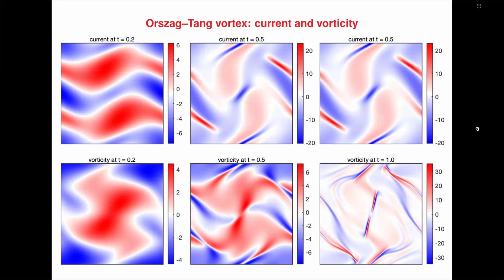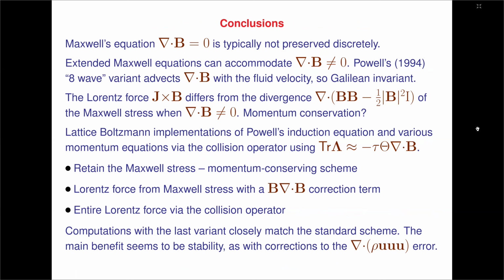Okay, I see the chair is looking at his watch, so I better sum up. Maxwell's equations, div B equals 0, typically gets broken numerically. Eight wave variance says we should advect those magnetic charges to restore Galilean invariance. We don't have to choose whether we want the Lorentz force J cross B or the divergence of the Maxwell stress. We can implement all of those. In particular, this one closely matches the standard scheme. So I'm not really seeing much in the way of accuracy here, but what is coming out is it seems the main benefit is stability, just like fixing up the cubic error term in the viscous stress. It doesn't need to help much with accuracy unless you have a very contrived benchmark, but it does help with stability. So thanks very much for your patience.